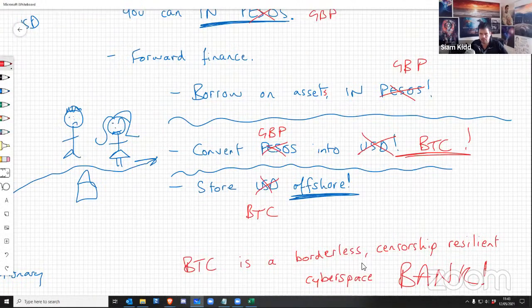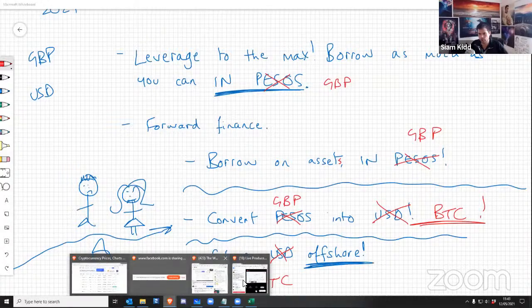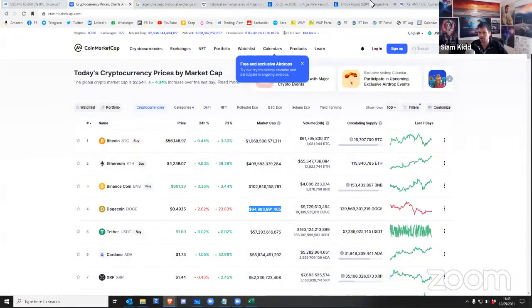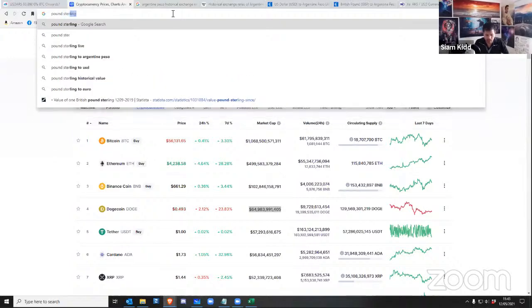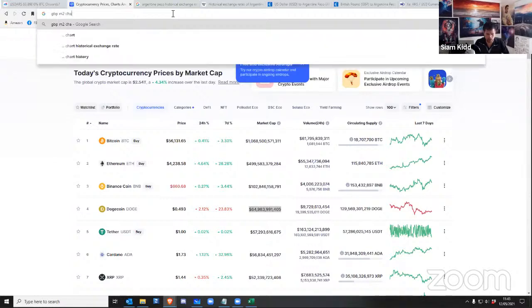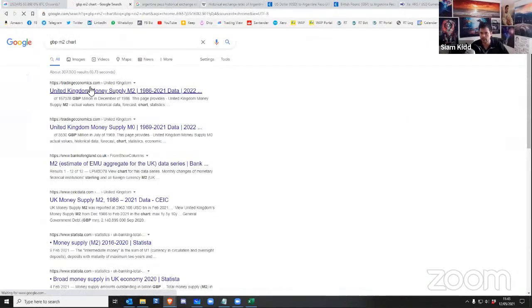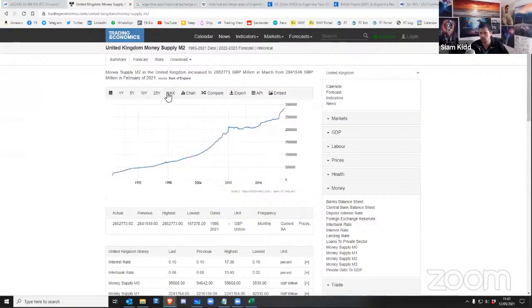It's a cyberspace bank. The second you put some Bitcoin in a wallet and you own the private keys, you have basically put it offshore. This is how you protect yourself from what's coming into the US and the UK. And if you still don't believe me, please just type in pound sterling, GBP M2 chart. Here we go. Trading Economics, M2 money supply. Let's look at max. Oh, would you look at that?